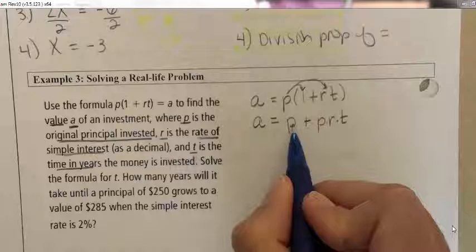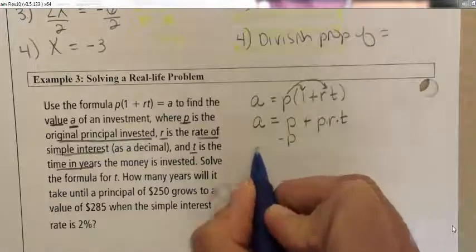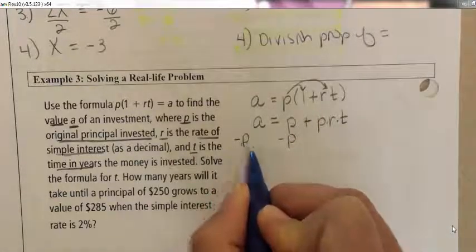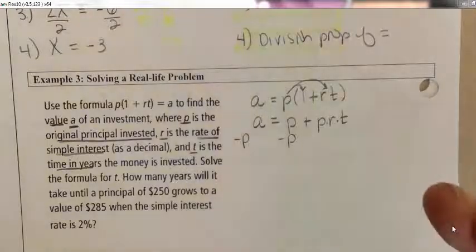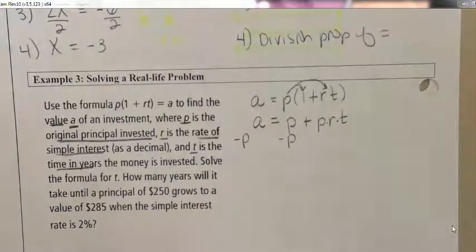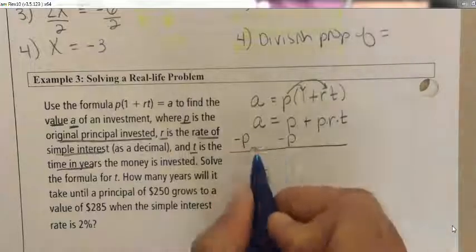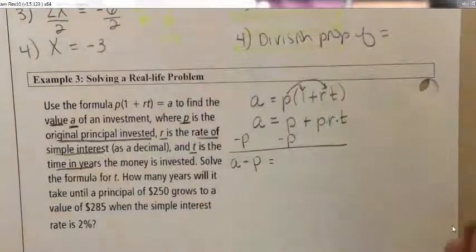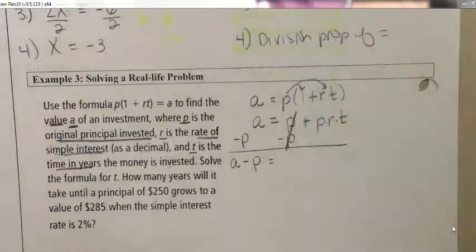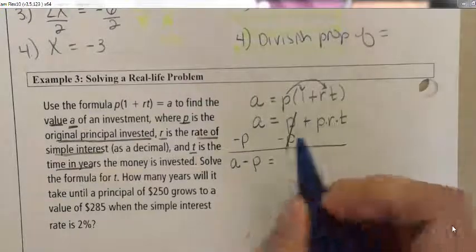I'm going to undo my addition first. So I'll subtract p from both sides. I'm going to kind of put it off to the side. If these aren't like terms, you can't actually subtract them. You can't combine them, I should say. You can just write them as a subtraction problem. So this is a minus p. P minus p is gone. So I'm just left with p times r times t.